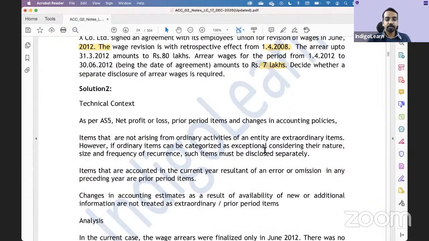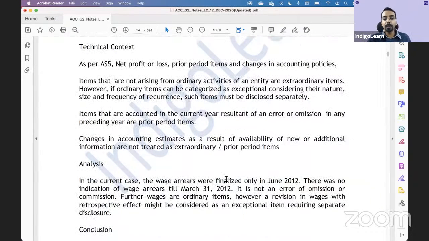So in this case, what has happened? The arrears were finalized in June 12. So it is not an error. It is not an omission, right? And wages that you pay to the employees are ordinary activities. But some ordinary activities may have a significance because of which you may require a separate disclosure. They may be exceptional items.